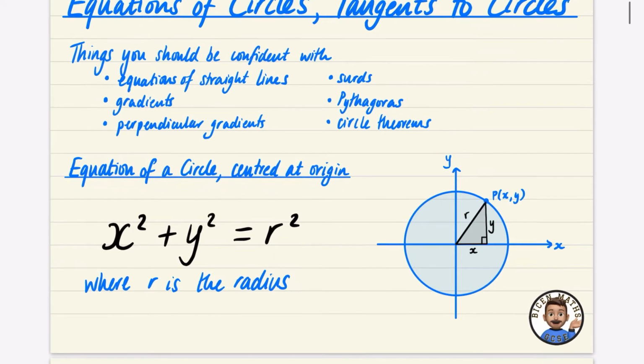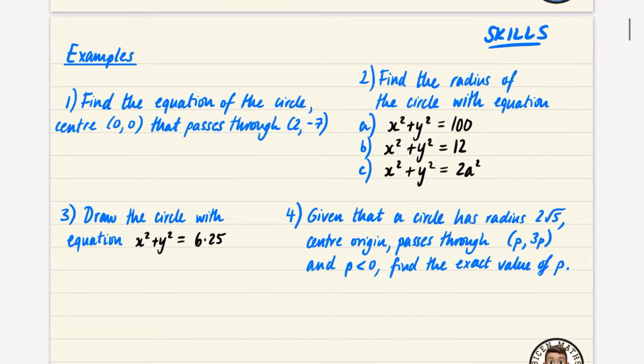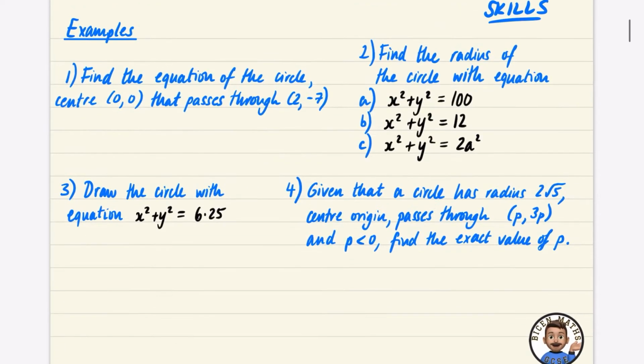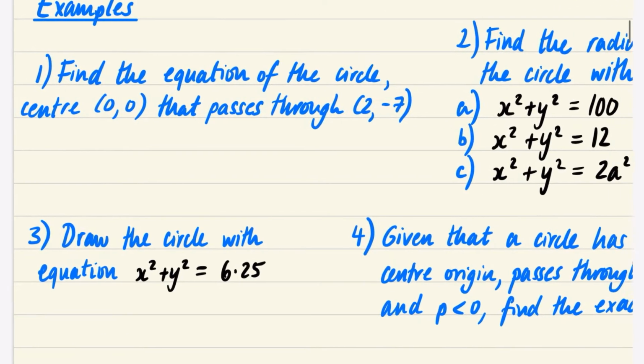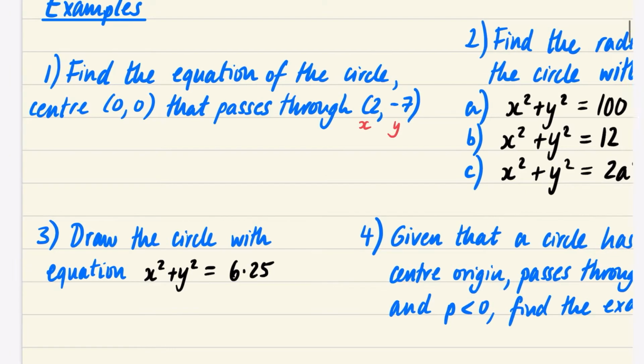Okay, so now that we have this equation of a circle, we're just going to go straight in with some examples and some skills questions that we've got here. And then I'm going to give you an opportunity to do some of them with some different numbers to have a look at. Okay, so this first one says find the equation of the circle center 0, 0 that passes through 2, minus 7. So this is just one of the points that is on the circle. So I could say that this is my x coordinate and that this is my y coordinate right here.